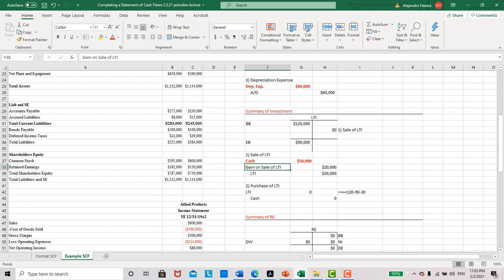Okay, and this gain is going to go onto the statement of cash flows. The two things that are going to go on the statement of cash flows from this transaction are the cash that came in goes into the investing section as a sale of long-term asset, and the gain is going to be subtracted out in the operations section of the statement of cash flows.